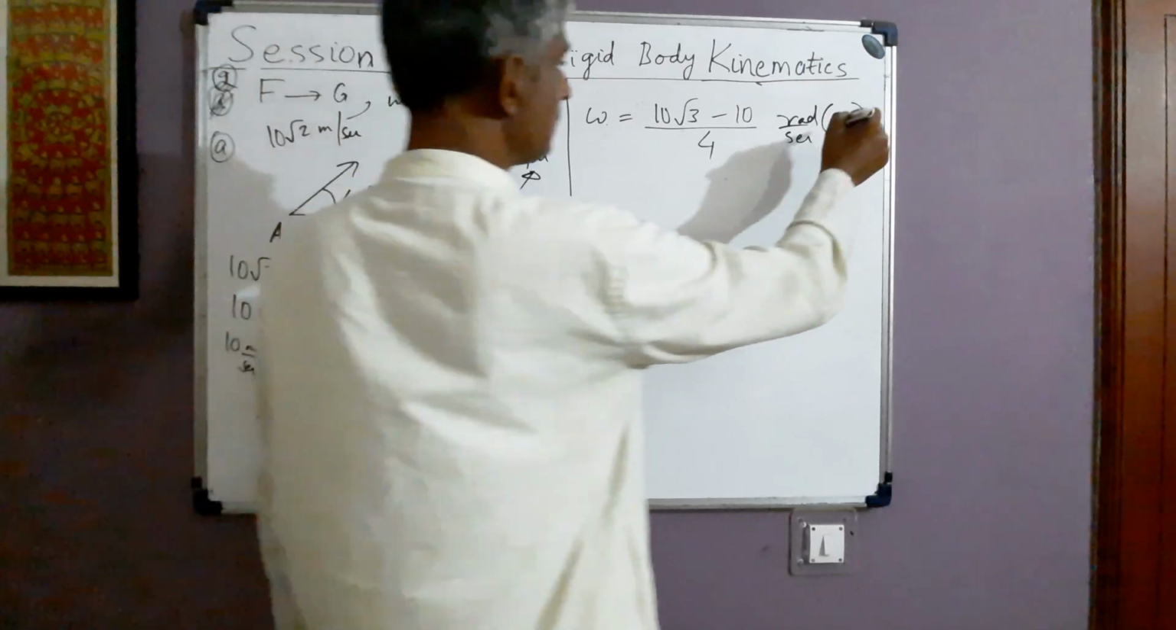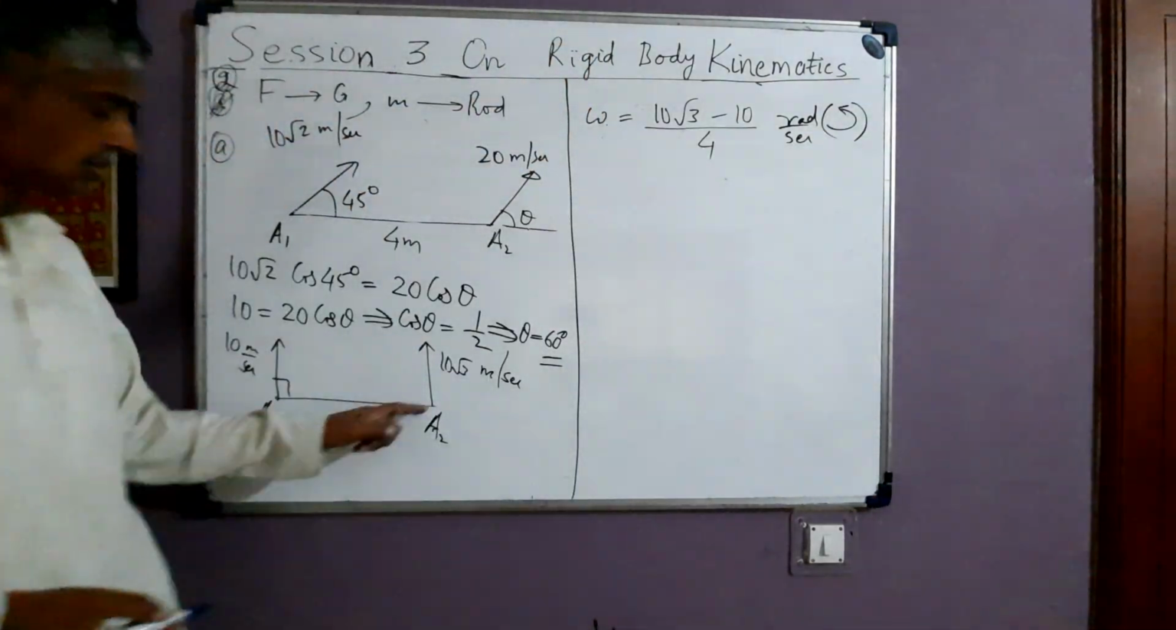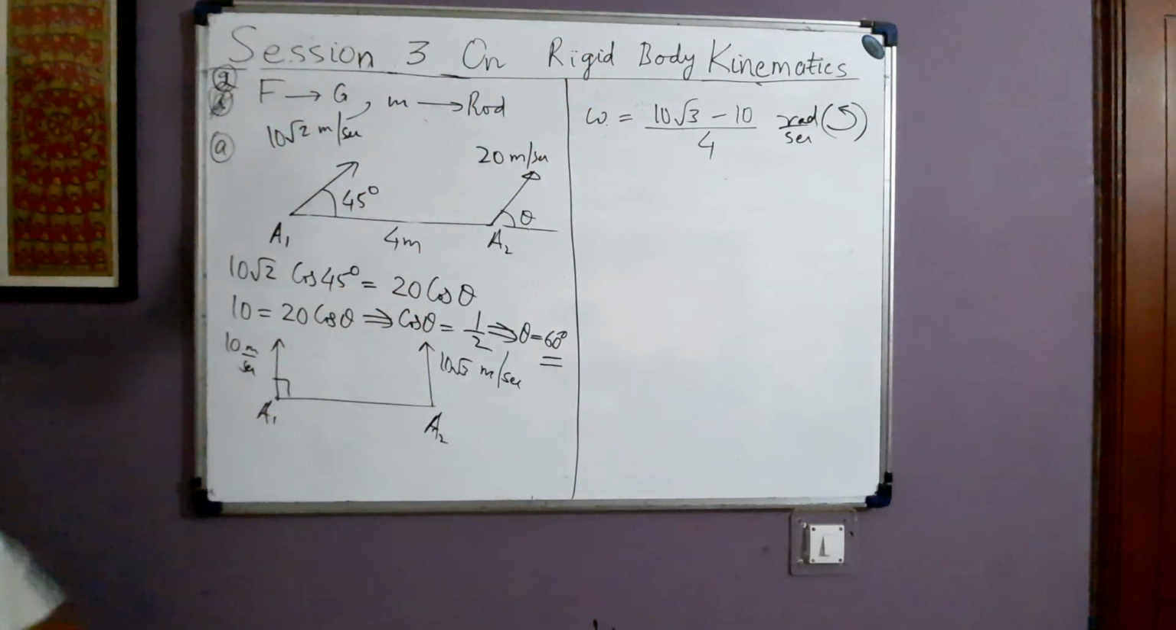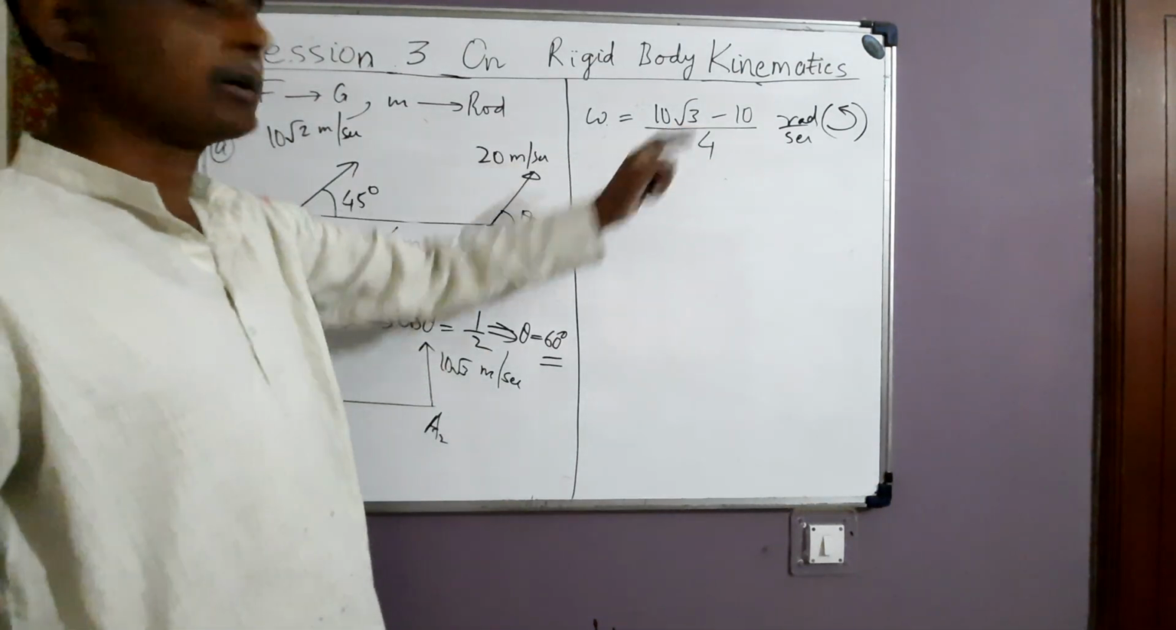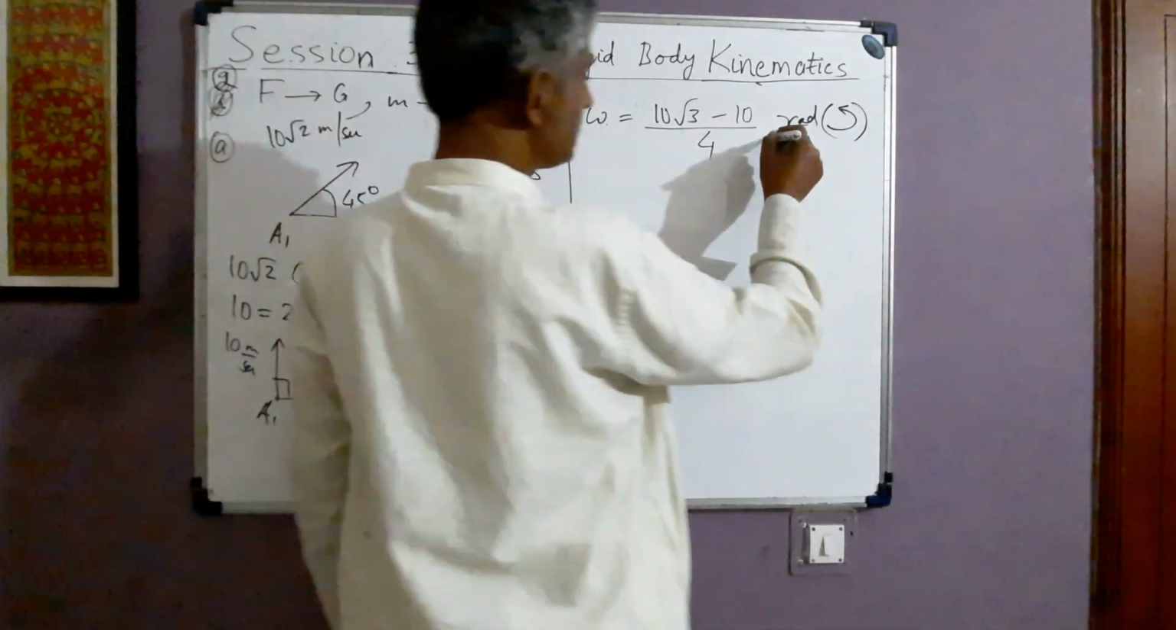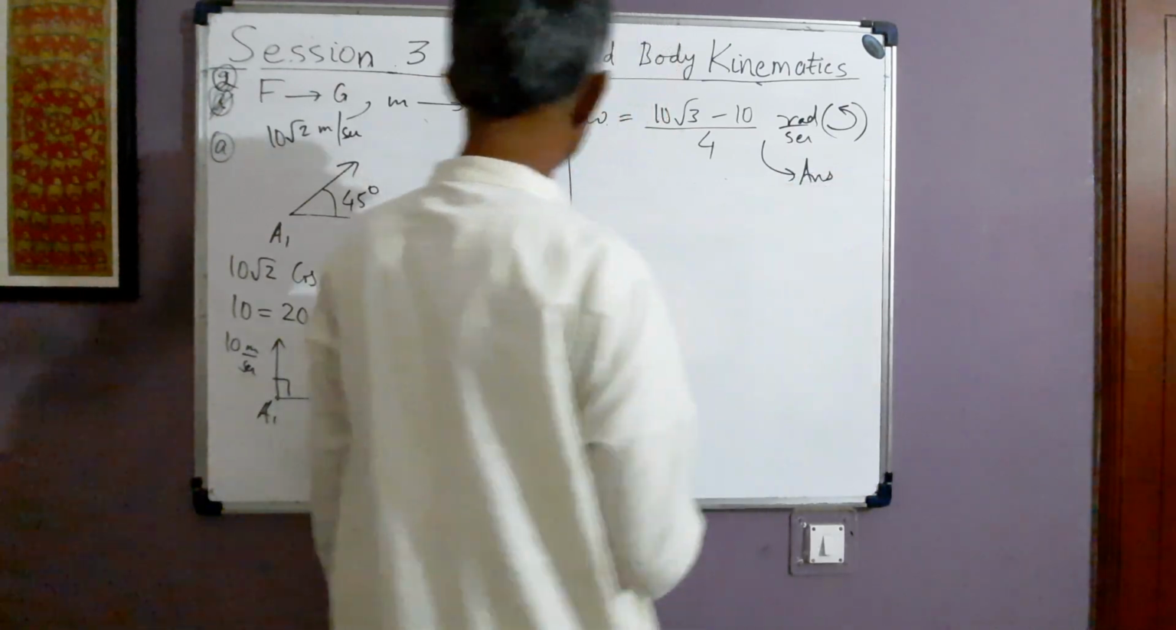And the sense of rotation will be anti-clockwise. Because this is moving at a larger speed, and this is going at a lesser upward speed, the rod will rotate like this, in an anti-clockwise sense at this instant. So this is the answer to part A of the question.